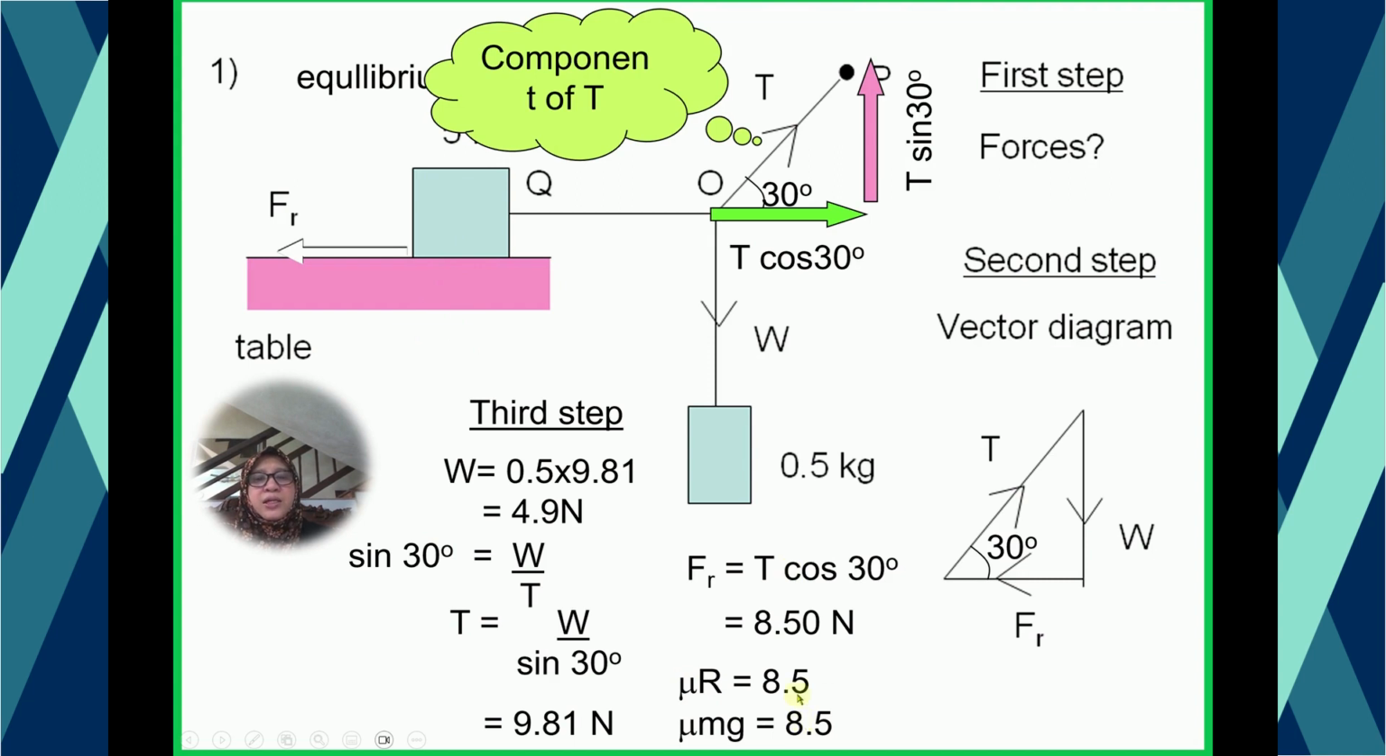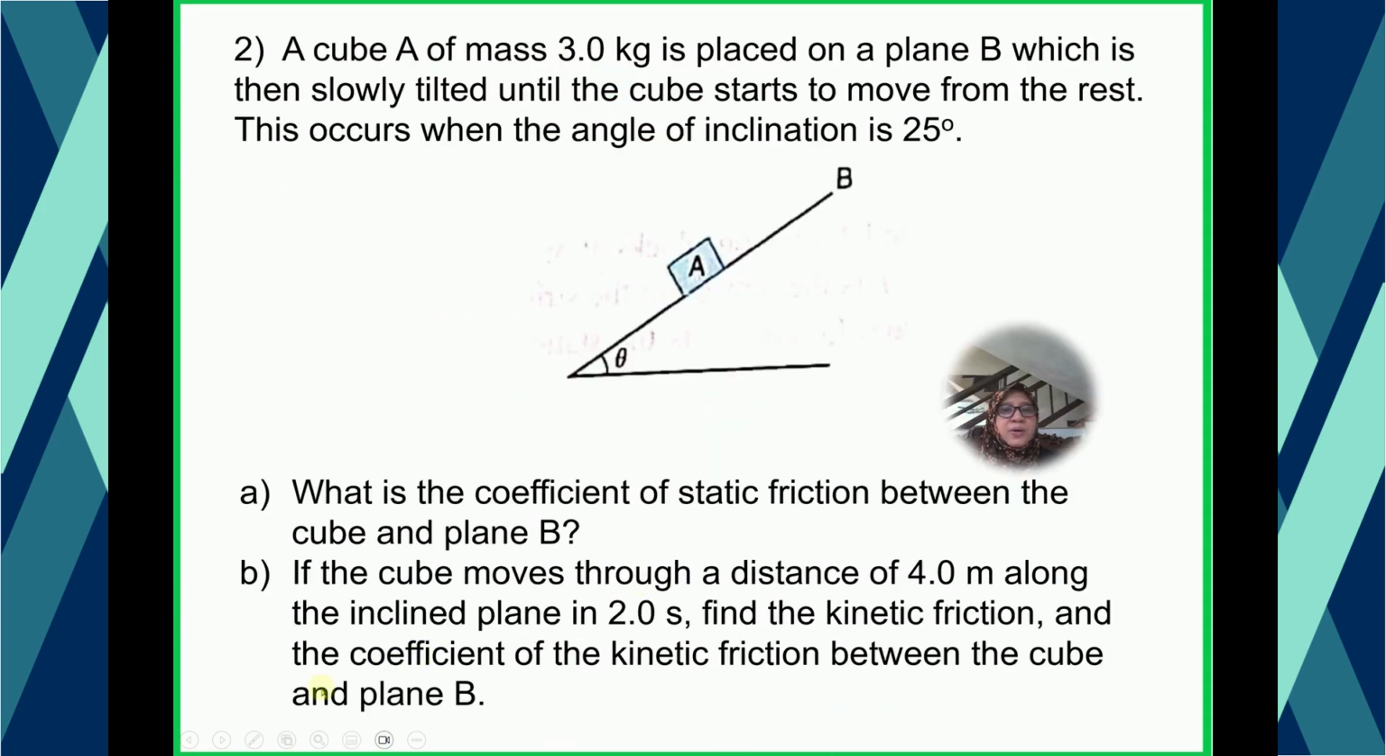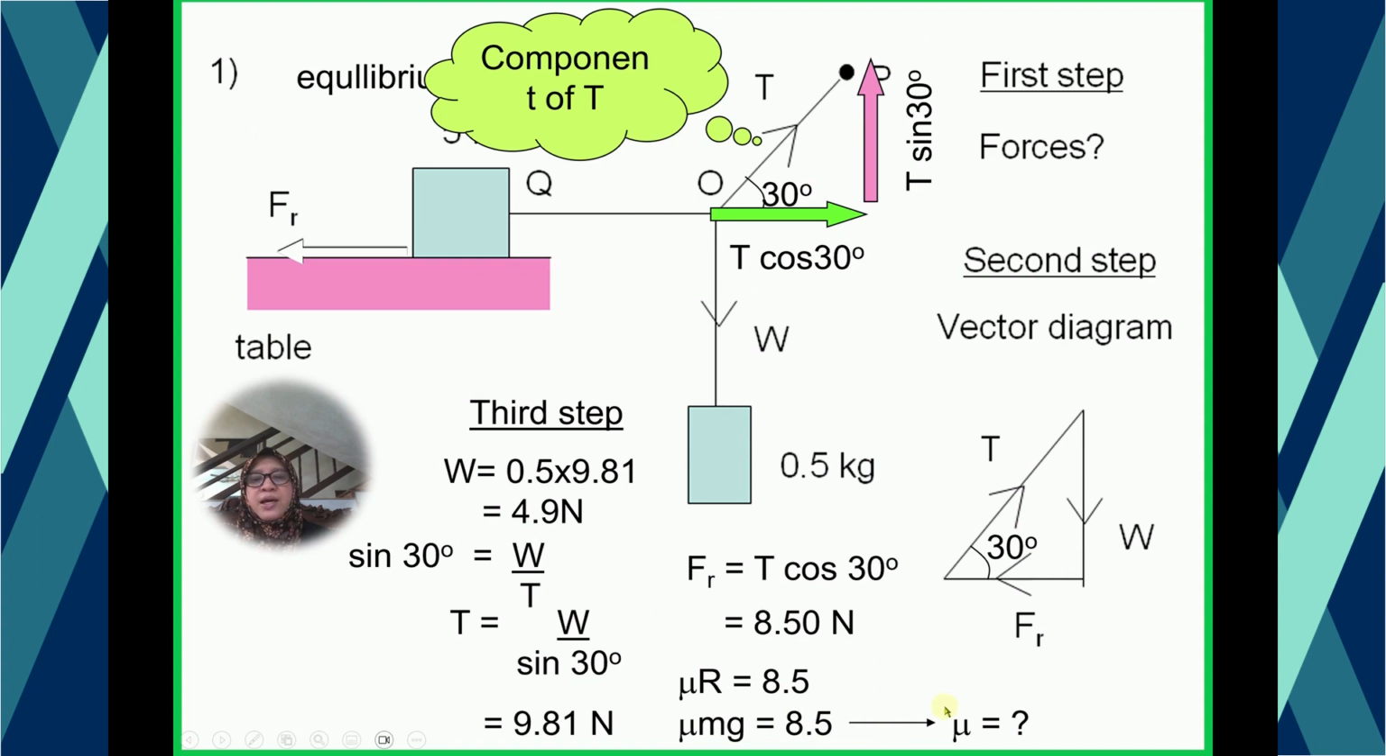So it equals 8.5. Next we substitute the mass of the block Q, which is 5 kg, then the g value 9.81. So we bring it to the right side. I didn't solve for this one, so you can solve on your own to find the coefficient of static friction. The mass of the block Q is 5 kg and g is 9.81. So you calculate for mu. This one you find your answer by yourself.